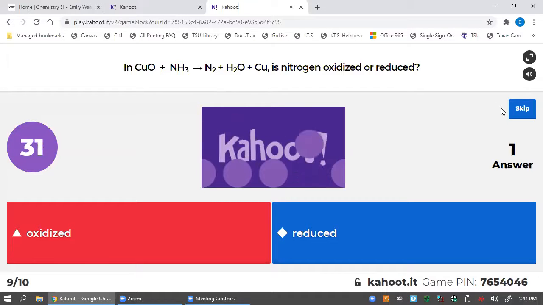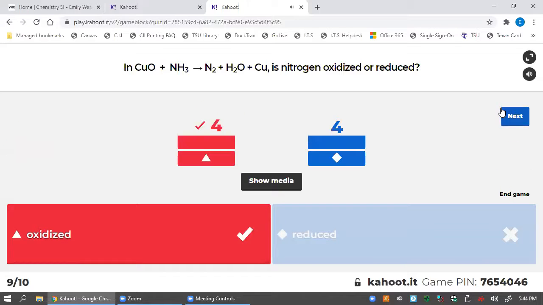What is the charge of an element in its elemental form? It's 0. An element in its elemental form is going to be 0. It's neutral. There's only 10 seconds left, but I'm going to give this hint. So N2, nitrogen is a diatomic molecule, right?